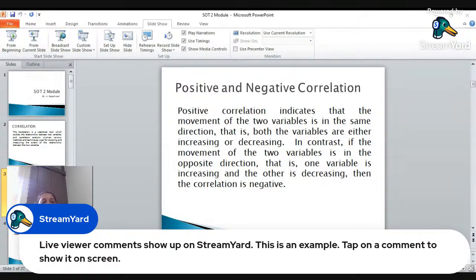How do we find out this relationship? Here we are going to find out R value. R is the correlation coefficient. Okay, R is the correlation coefficient. We are going to find out the R value. Depending upon the value of the R, we can say whether the relationship is positive or negative.